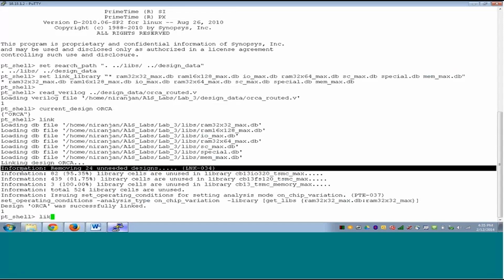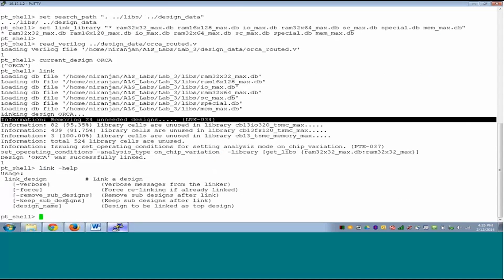However, link has an option. If you do link -help, link has an option, keep sub designs. It will keep all that 100% design info after linking, so that you can change to that particular design. But this is not recommended since usually STA is carried out at the top level of a particular block or a particular script. So it is recommended to do just link and let PrimeTime remove some information related to the designs within the hierarchy. For all timing purposes, it is not leading to any loss of information.